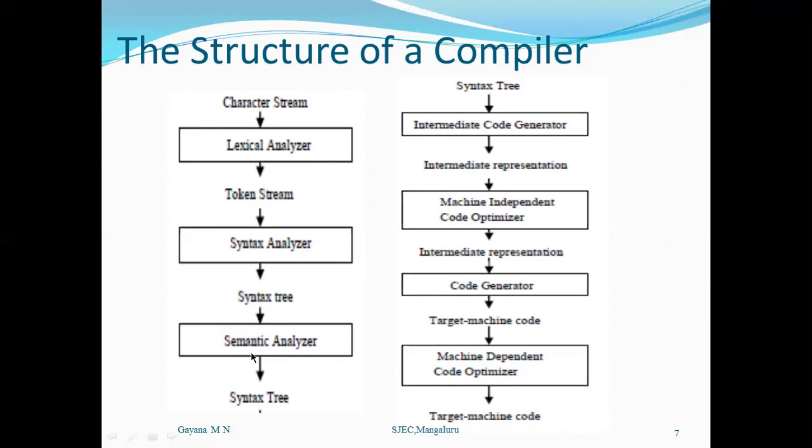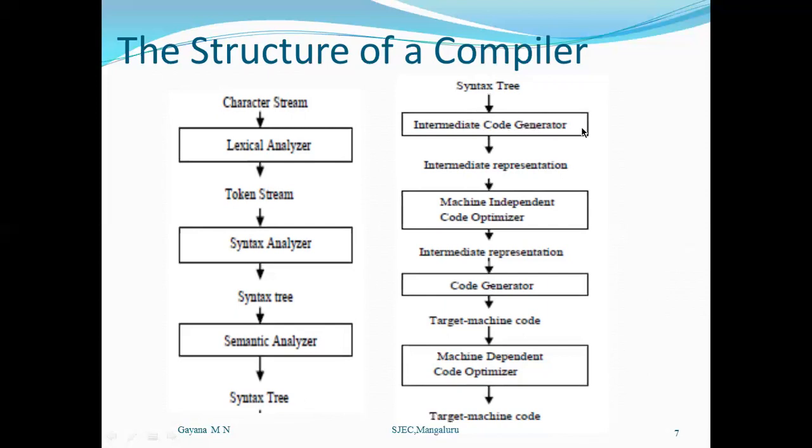All these phases, lexical analyzer, syntax analyzer, and then semantic analyzer, together are termed the front end of the compiler, or they are also called the analysis phase of the compiler. And the later phases are termed the synthesis part of the compiler. They're also termed the back end of the compiler. Okay. Whatever syntax tree has been generated after the analysis process is then given to the intermediate code generator.